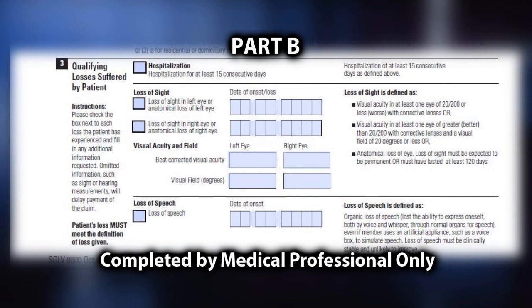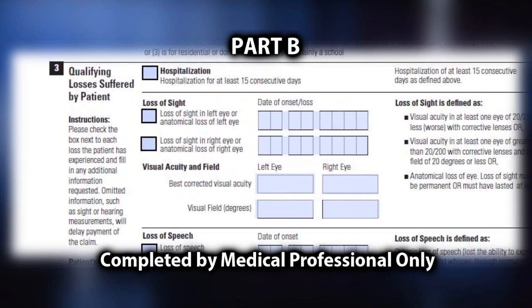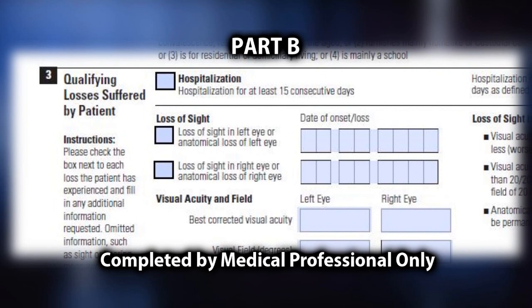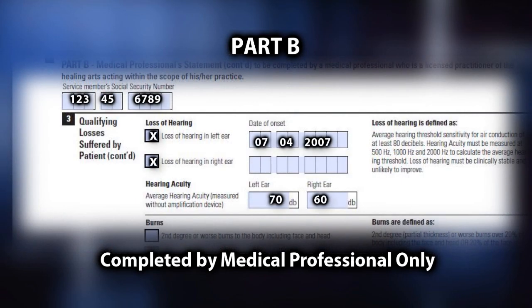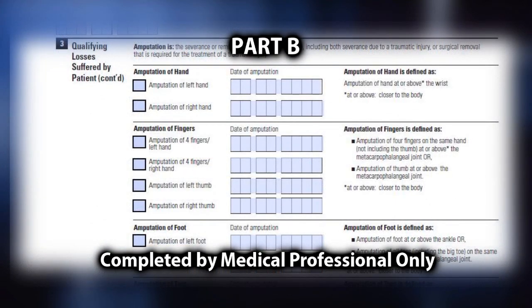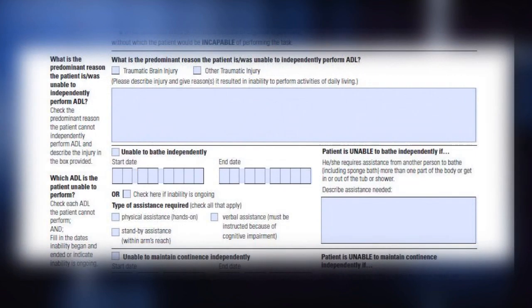Page 8 through 12, Part B, Section 3. The medical professional will enter information about the qualifying losses suffered by patient. This will include information about sight, speech, hearing, burns, coma, facial reconstruction, amputation of hand, fingers, foot, and toes, limb salvage, paralysis, and genital urinary system losses.